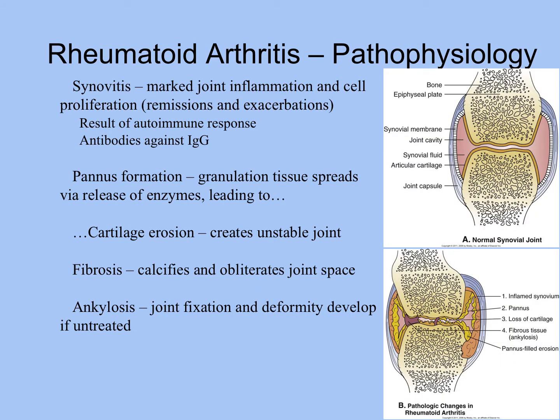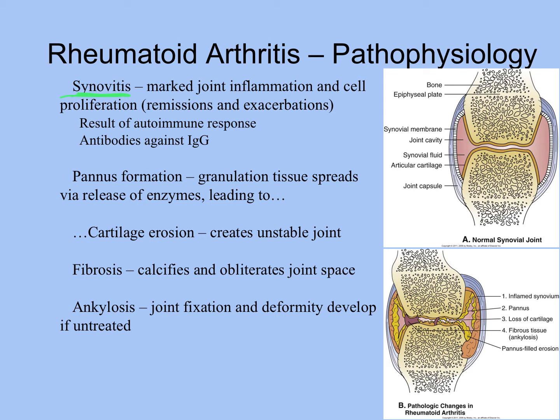So with rheumatoid arthritis, you have inflammation of the joint, and since the joints are synovial joints that are affected, we call it synovitis. Marked joint inflammation and cell proliferation. So the joints get inflamed, a lot of cells get produced during that period, and the pathology goes through extensive remissions and exacerbations of this inflammation process.